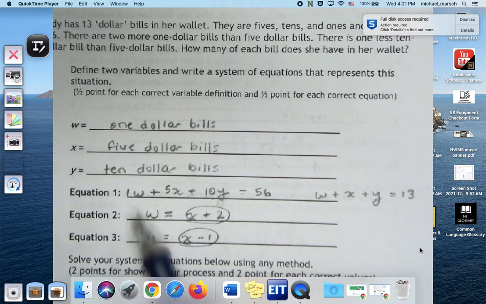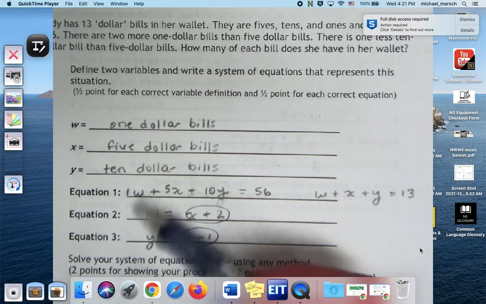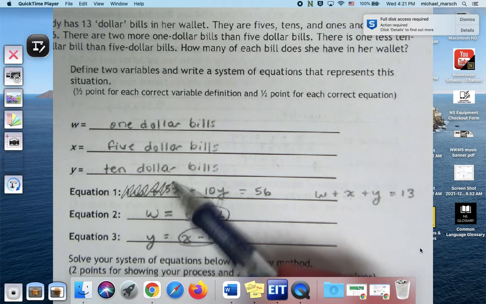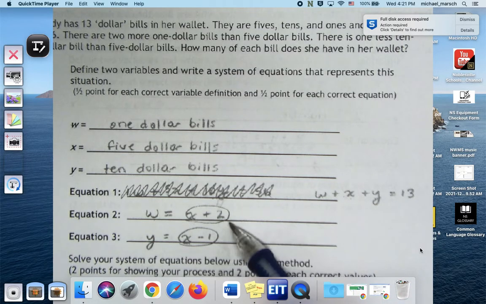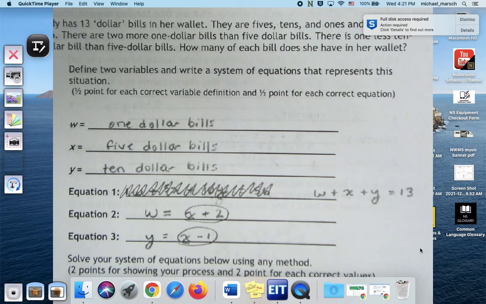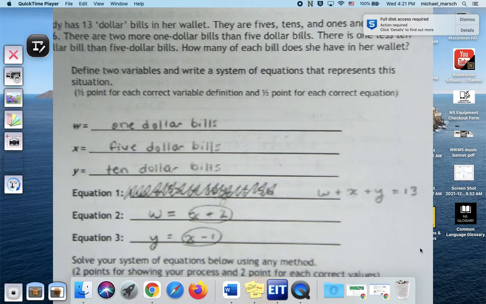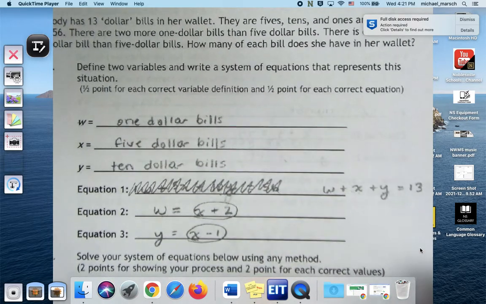So really, if we look back at the equations we came up with, I didn't need this one. This one didn't really help me out here. So I'm going to cross that one out and stick with this one, and this one. Right? So we had some useless information up there, which is why it's called a challenge question.